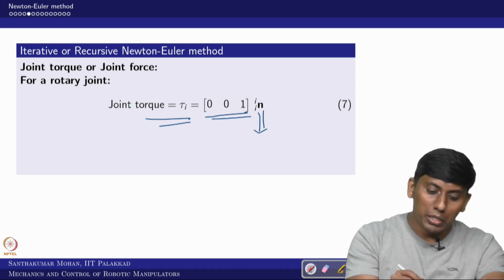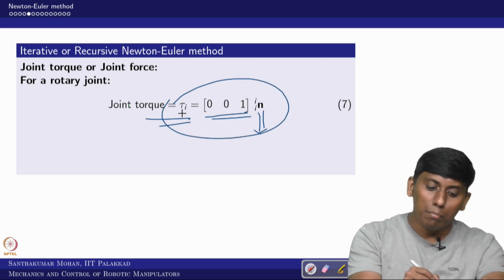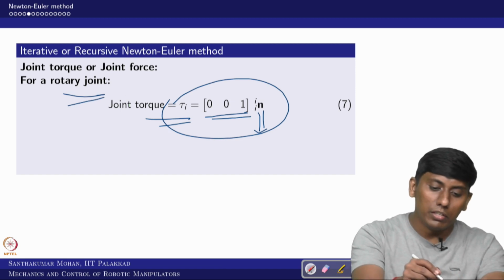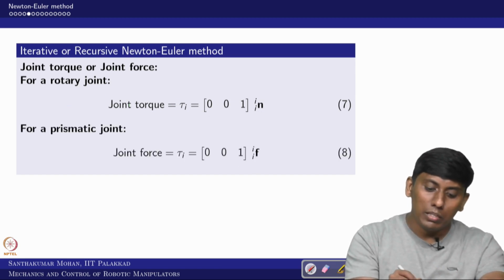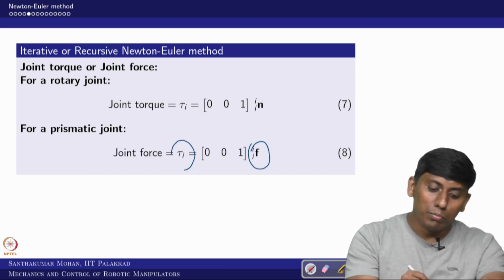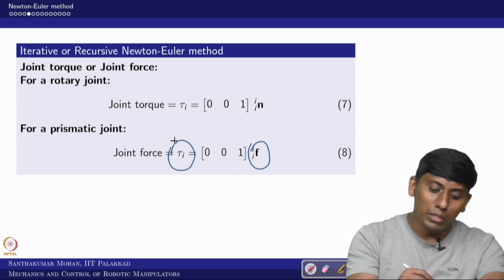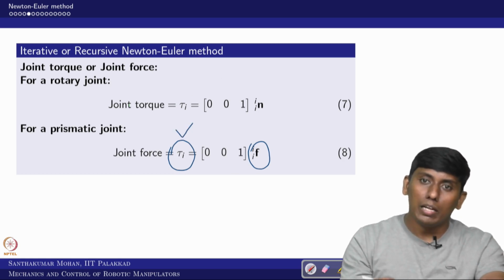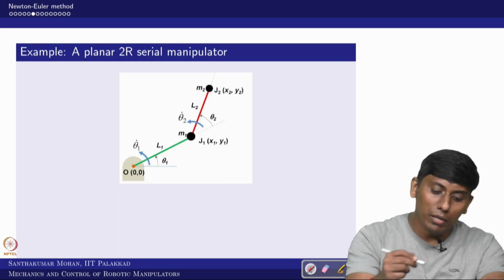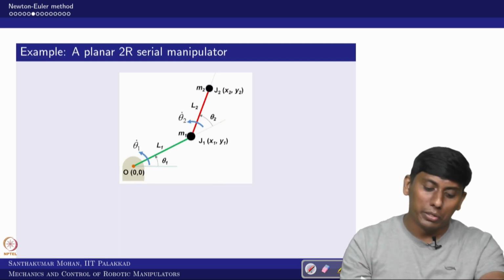So now if you multiply, that would give the third component, which is given as a torque if it is a rotary joint. If it is a prismatic joint, that would be the force vector, so this would be a joint force. The third axis or third component of the force vector would be your tau. Now we will see one simple example, then we will close this lecture.